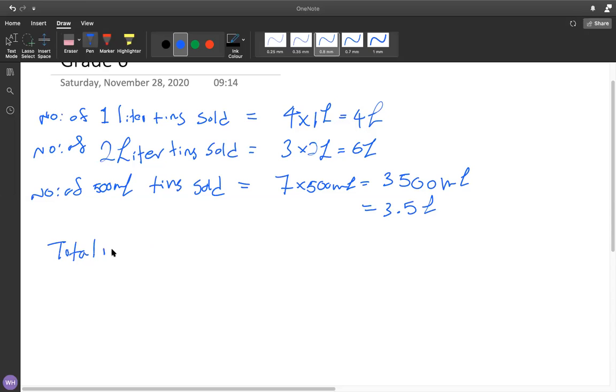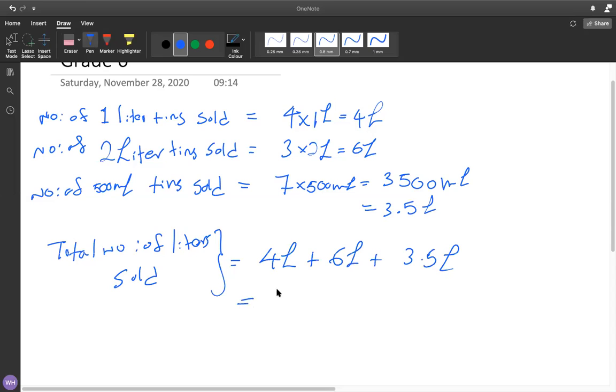Total number of liters sold, right? So the total number of liters sold, you can take the sum of 4 liters, 6 liters, and 3.5 liters. Once you take the sum, this is 10 and this is 3, and altogether 13.5 liters. Rifki, check your answer whether it is correct or wrong.